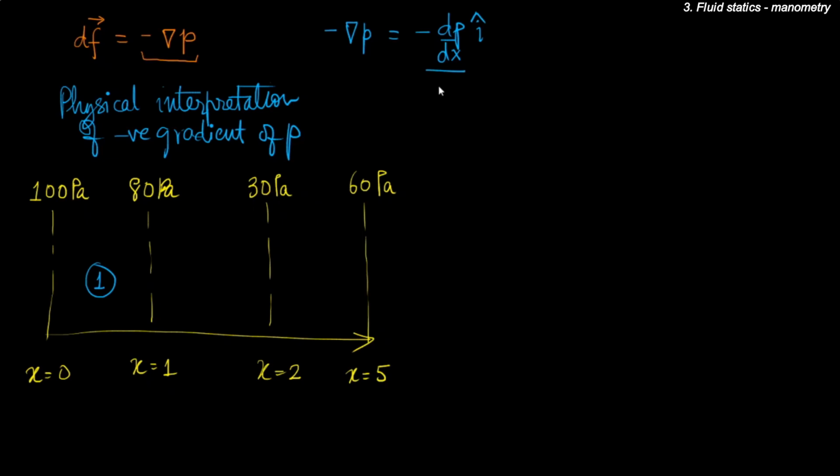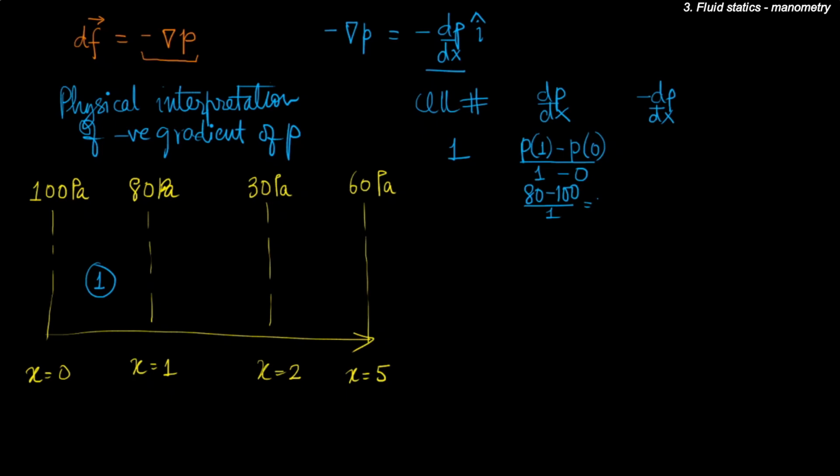So in the first cell, let us find out what dP dx will be and what minus dP dx will be. So what will be dP dx? It will be the value of pressure at 1 minus value of pressure at 0 divided by 1 minus 0. So this is a simple forward difference. Everyone has done this in their first year. And so this becomes 80 minus 100 divided by 1. This is minus 20.